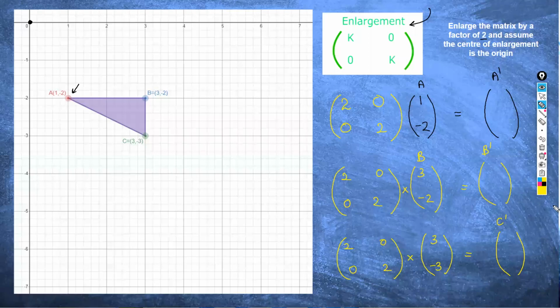Some of you might notice a pattern, but please, in the exam, if you are multiplying and you see a pattern, you still have to put all the work in for the examiner. That's just how it is.